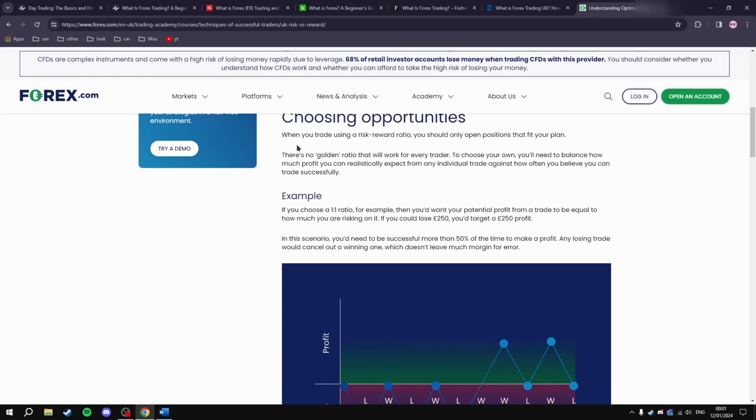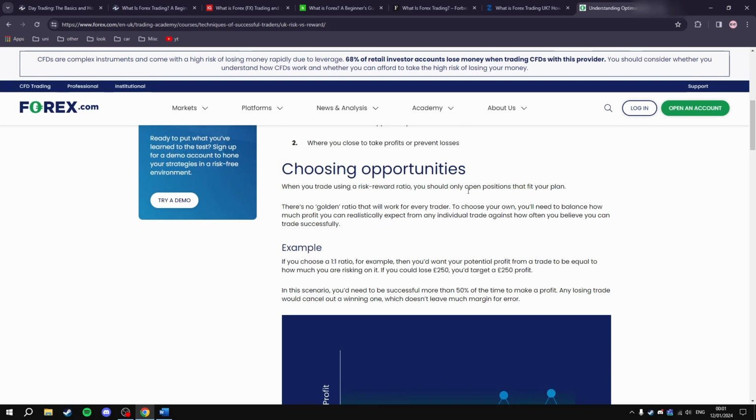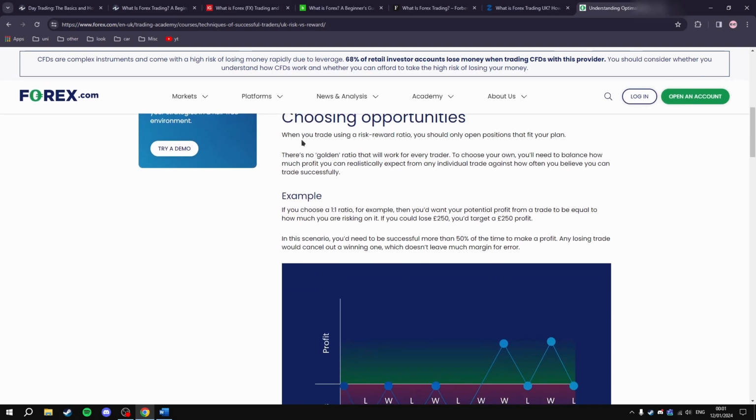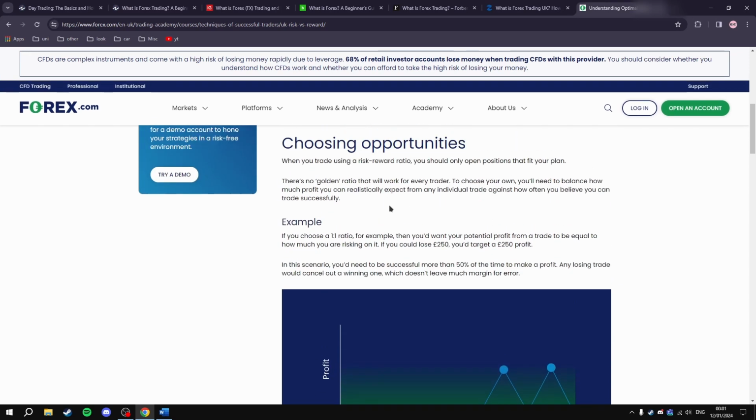Choosing opportunities. When you trade using a risk-reward ratio, you should only open positions that fit your plan. There is no golden ratio that will work for every trader. To choose your own, you will need to balance how much profit you can realistically expect from any individual trade against how often you believe you can trade successfully.